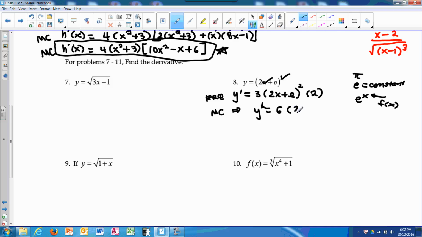If it's a multiple choice, they're definitely going to simplify because you're really only simplifying the 3 times 2, which makes 6. And they're not going to FOIL these out. Remember what I said, they're going to leave them in factored form typically.